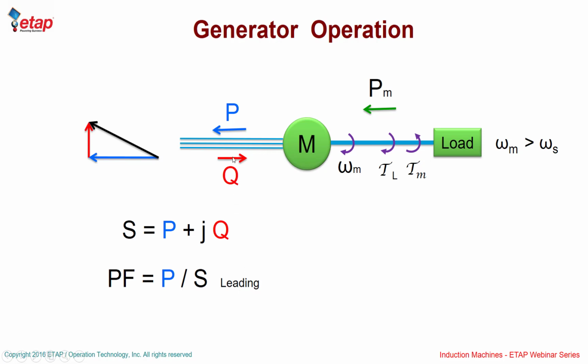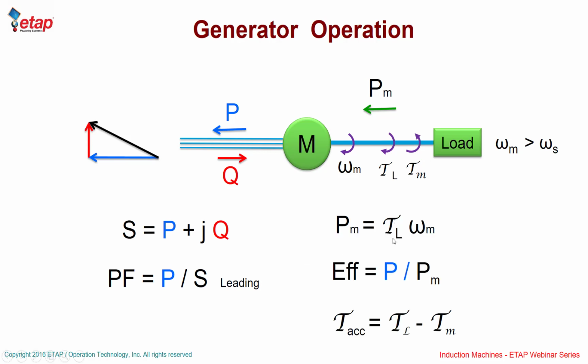Notice that Q in both operations is flowing toward the motor, because the machine doesn't have an external DC field winding like a synchronous machine. The secondary or rotor magnetic field is due to the induction of voltage from the stator to the rotor. So Q always has to come to the motor, and therefore it becomes a leading power factor. The equation on that side is the same, except efficiency is now reversed: electrical power divided by mechanical power.